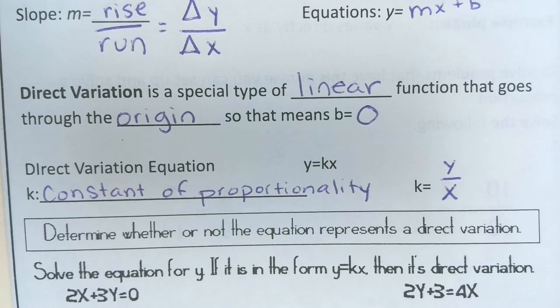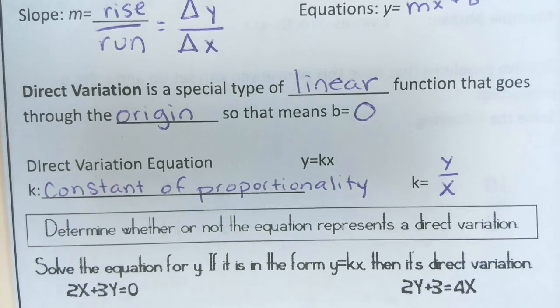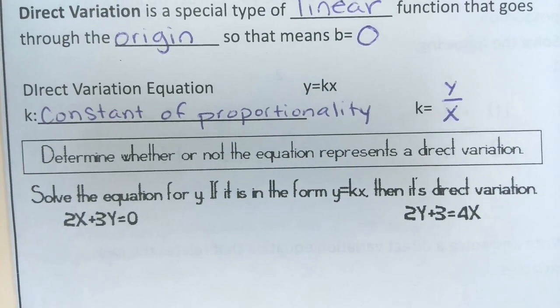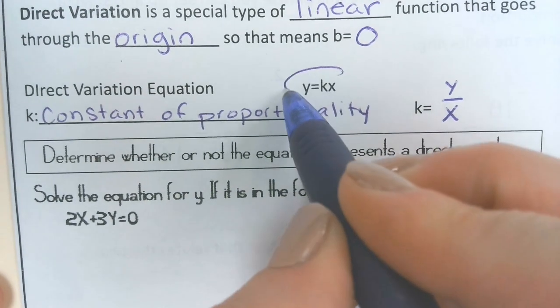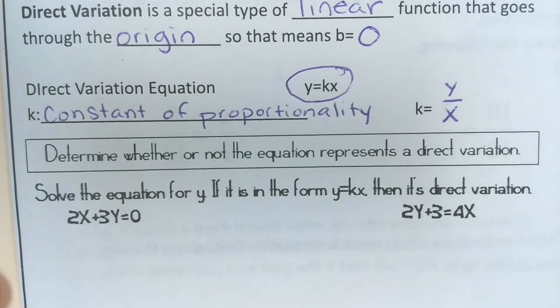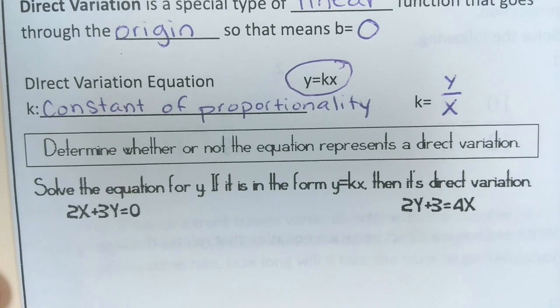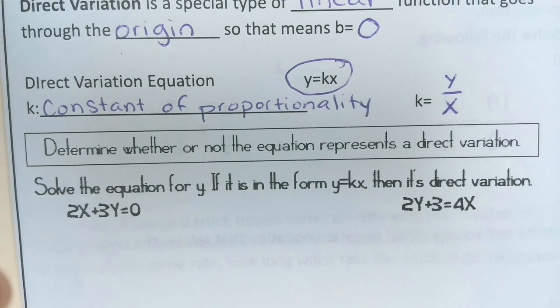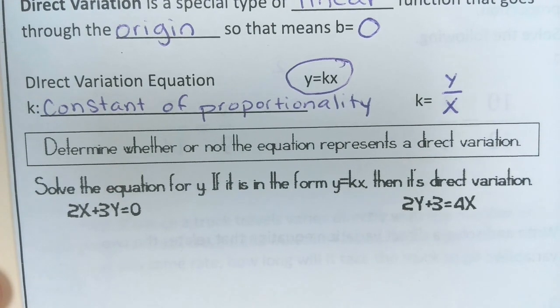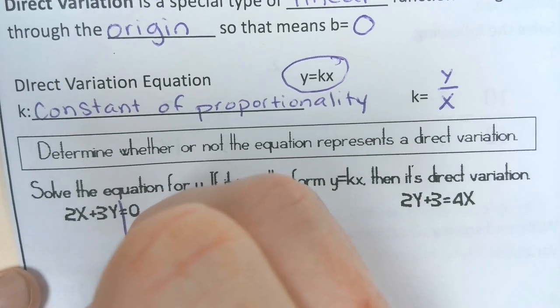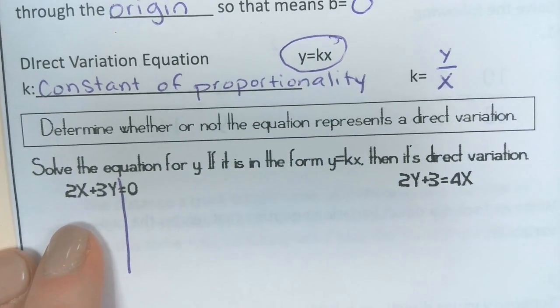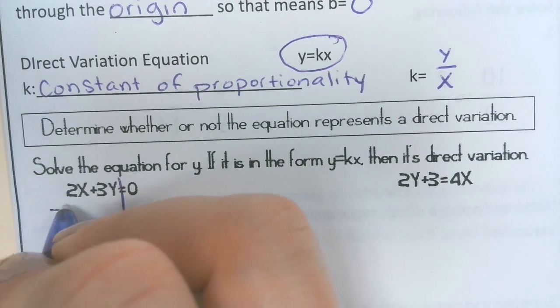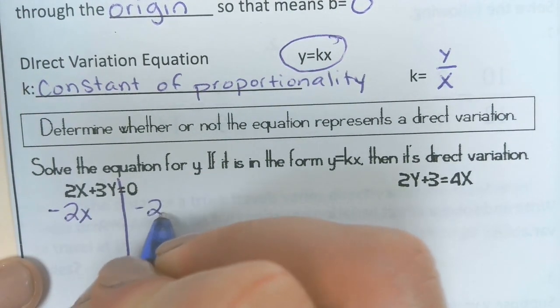So it says determine whether or not the equation represents a direct variation. So the equation for direct variation is y equals kx. So anytime you see it like this, you actually have to solve it for y so that you can see what y equals. So draw your line down your equal sign. This is our standard form equation. We've got to move things around. So we're going to subtract 2x on both sides.